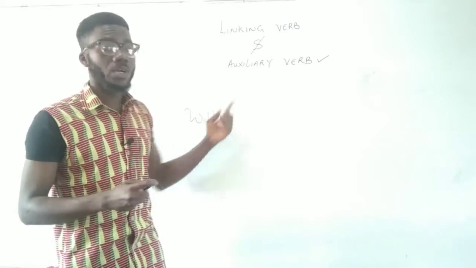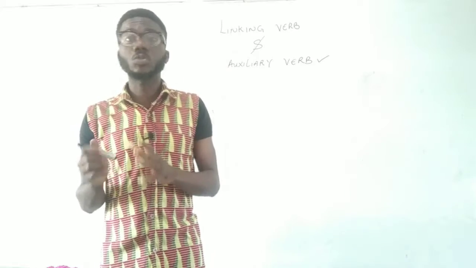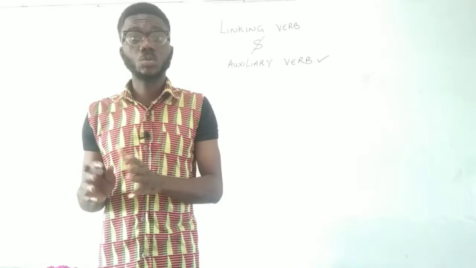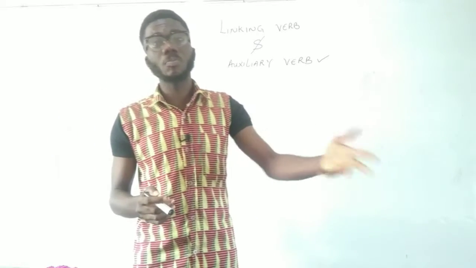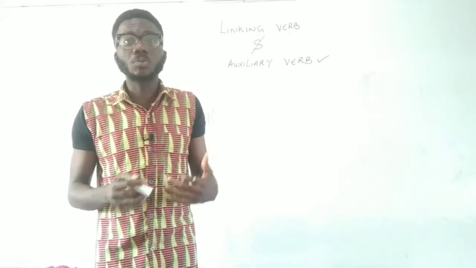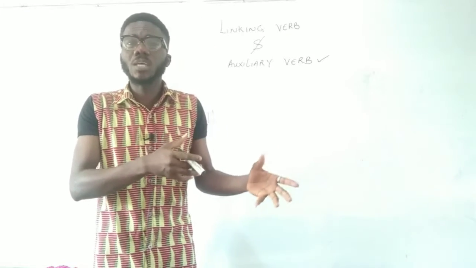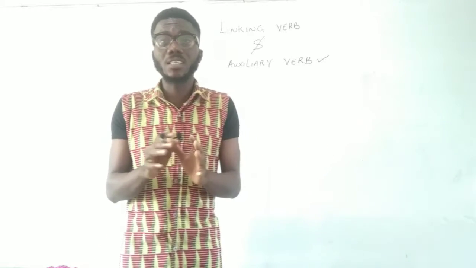Something like, I will eat. The will there is meant to tell anybody listening to you that this sentence is in the future tense form. This is what we mean by auxiliary verbs. Auxiliary verbs are meant to help some verb forms to achieve their aims. It helps them to pass the information that they wish to pass across effectively.